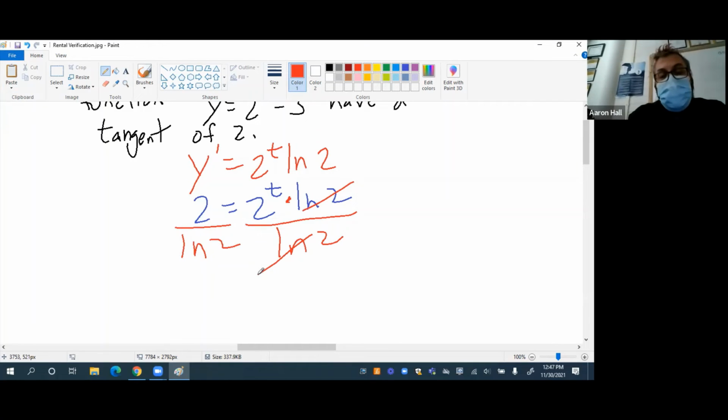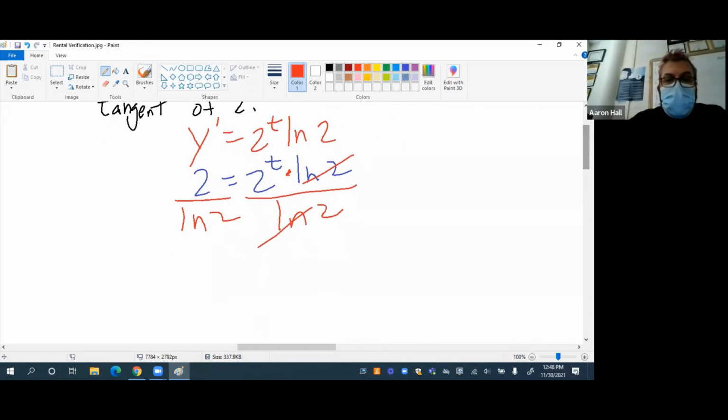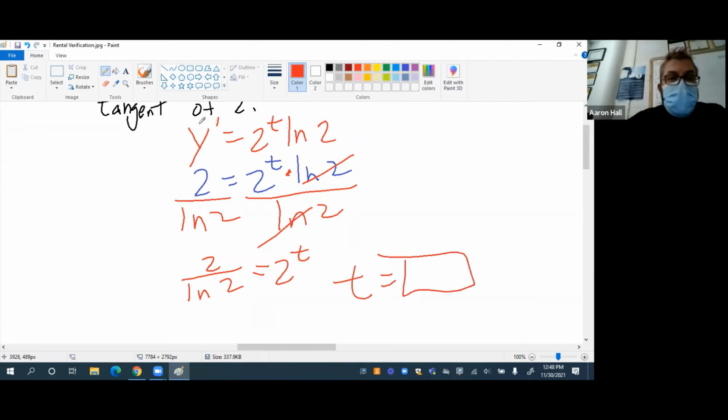The function of y equals 2 to the power of t minus 3, correct? This one here. No, I did it. That's on me. So that gives me 2 to the power of t equals 2 over ln of 2. Again, our goal is to get t equals something.